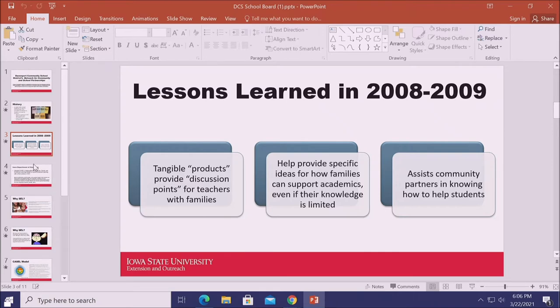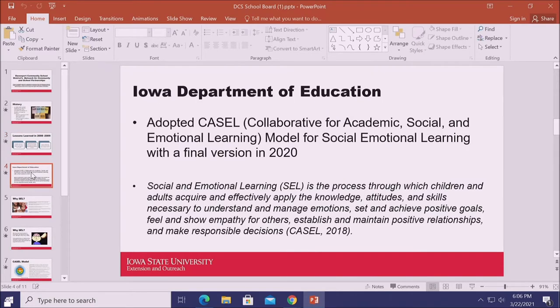So even if education seemed sort of far away and hard for them to understand, we could provide those specific kinds of tips for them, and people appreciated that. So we learned that lesson. And then we also learned the lesson that if community partners know how to help students, they will. Something else happened in 2020.